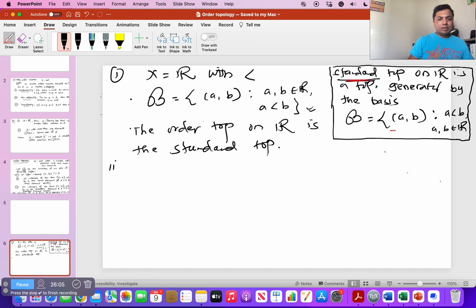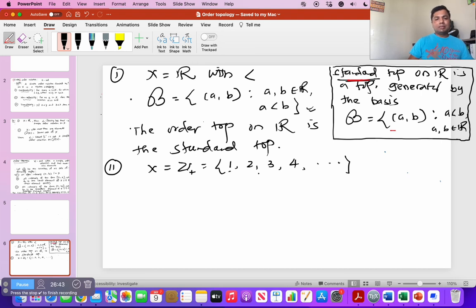Now let me give you one more example. The second example: let's say X is the set of positive integers, which are 1, 2, 3, 4 and then keep going. Now you can see this set, and we are still taking the simple order relation to be strictly less than. This set has the smallest element, which is 1, but it doesn't have a greatest element.